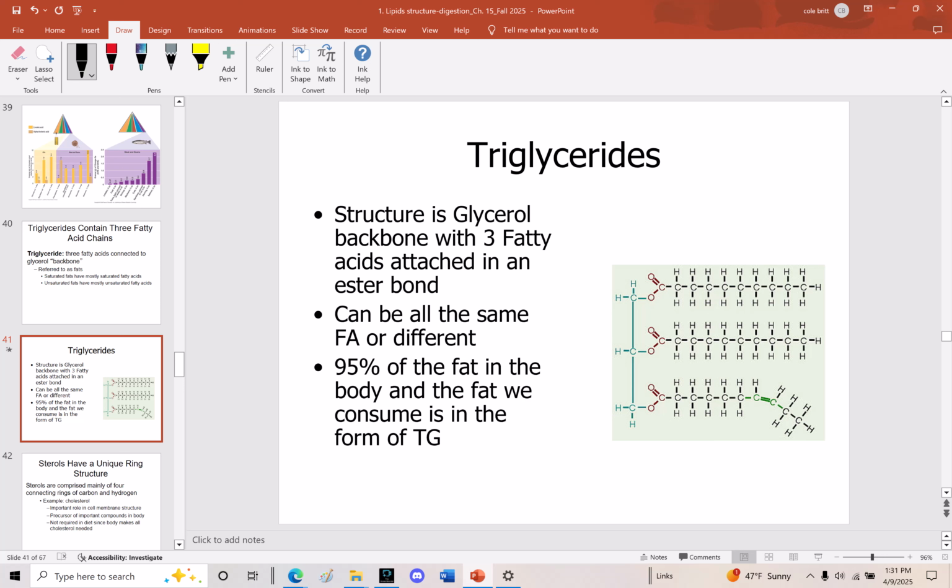So 95% of the fat in the body and the fat that we consume is in the form of triglycerides. Oh, and I mentioned it's an ester bond. Do you remember that? Functional groups. This is an ester bond, and it's made with a carboxyl end. So the carboxyl end of the fatty acid is what attaches to that glycerol backbone. And it's called an ester bond.